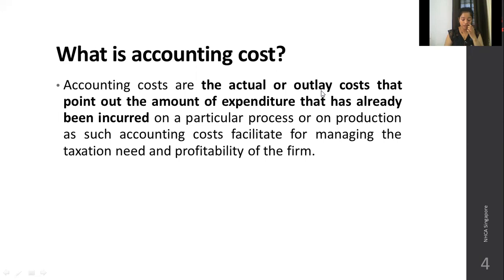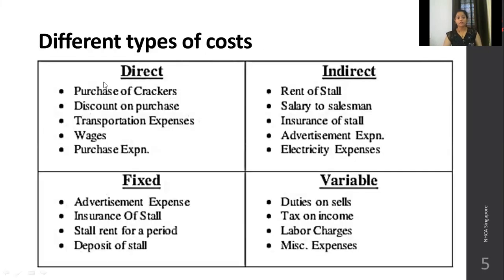Accounting cost is just the cost which was incurred by the company or the institution while producing something or giving a service. What all costs they have to incur. So that is accounting cost. So different types of cost: direct, indirect, fixed, and variable. In direct cost, it is the cost directly related to producing a good or service.